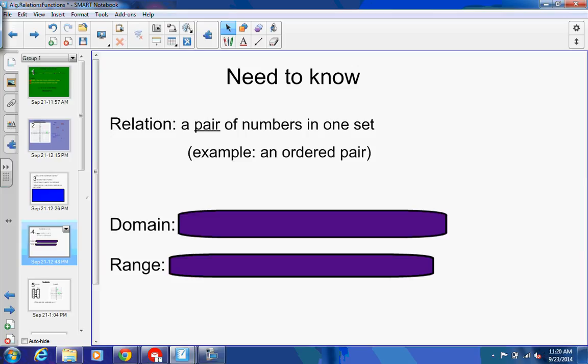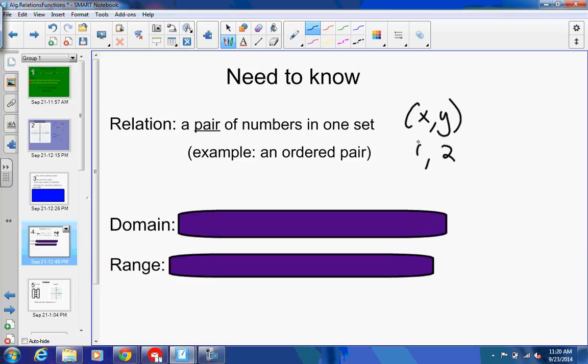So if you remember what an ordered pair is, ordered pairs are like this, and then you have your x coordinate and your y coordinate, and that's an ordered pair. You could use an example 1, 2. You go over to the right one, and you go up 2, and that's where your coordinate would be. All right, so just a relation is basically just stating that you have a pair or a set of pairs of numbers.